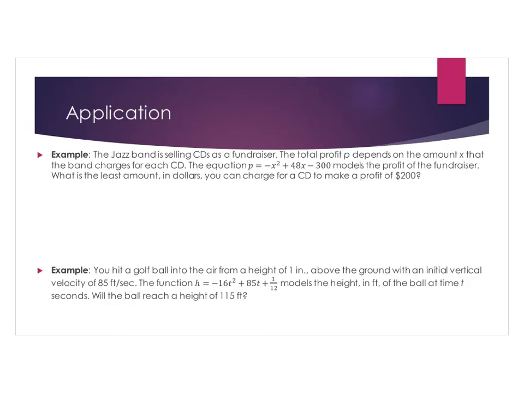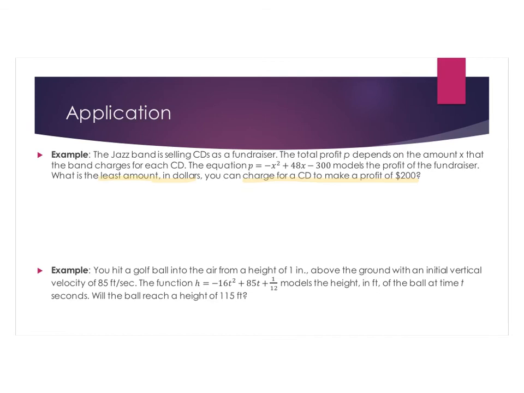Let's look at a few story problems. In the first example, we have the jazz band is selling CDs as a fundraiser. The total profit P depends on the amount X that the band charges for each CD. The following equation models the profit of the fundraiser. What is the least amount in dollars you can charge for a CD to make a profit of $200? So I want to know the smallest amount of money you can charge to make a profit of 200.